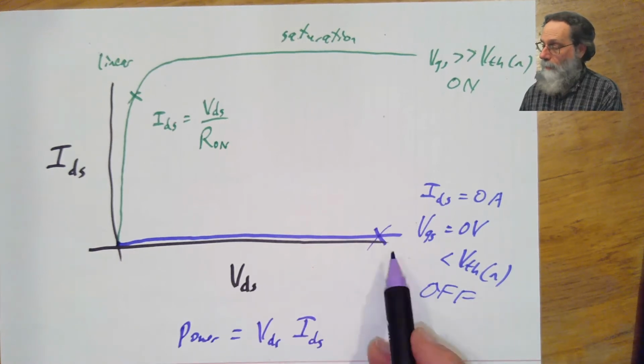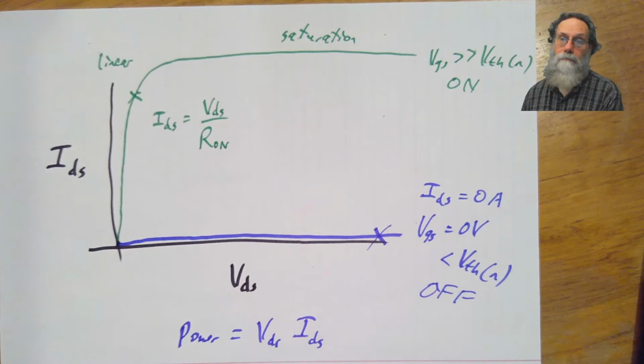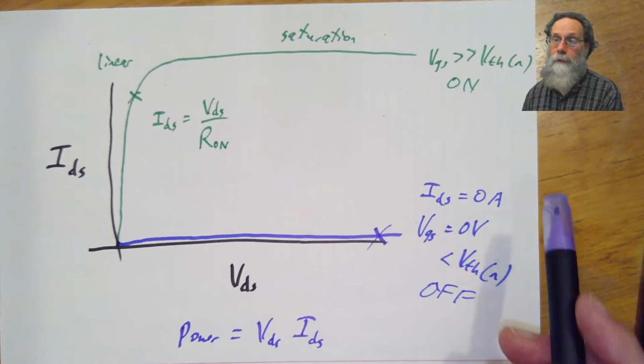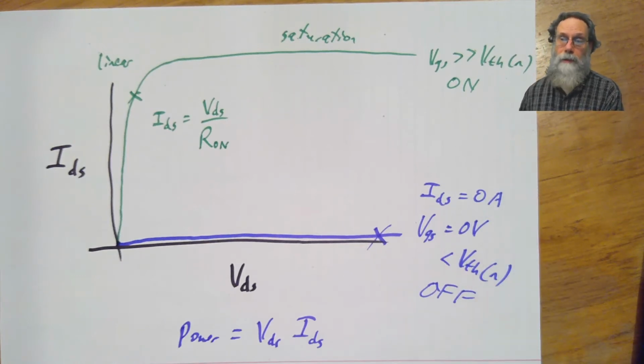So if the current is 0, the power is 0. We don't dissipate anything when the transistor is off. And this 0 amp for the current is really pretty good. The field effect transistors have pretty low leakage. It's specified on the data sheet, so you can look it up. But it's quite small, and generally the power you lose when the thing's off is tiny.